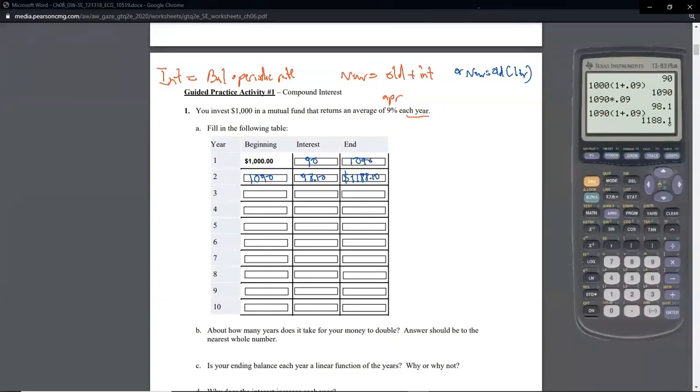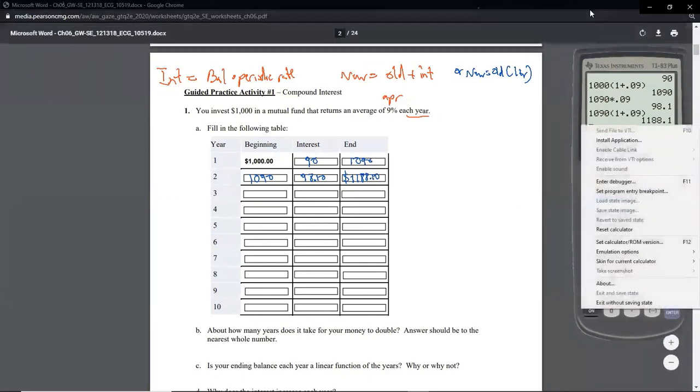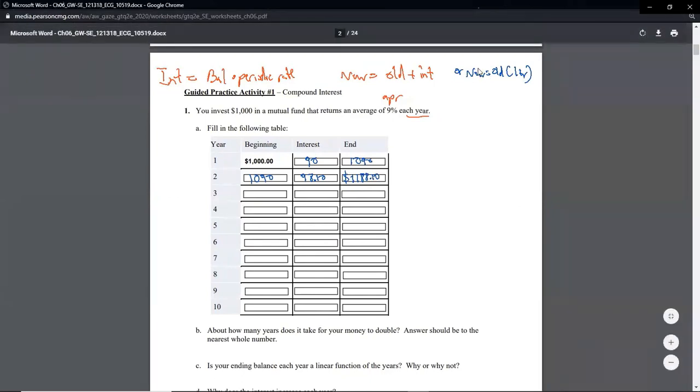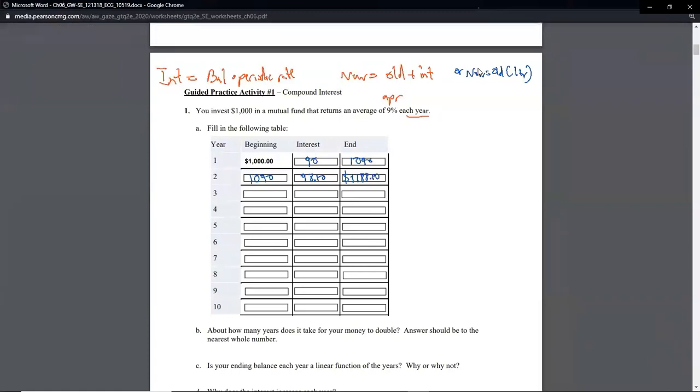I'm not going to do this for all 10 of these rows. Originally for the homework, I was going to say, let's just have y'all complete these. But I'm going to do things a little differently, in fact. I'm going to get y'all a little more involved.